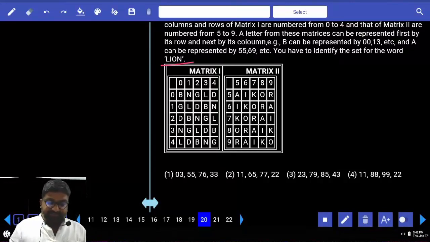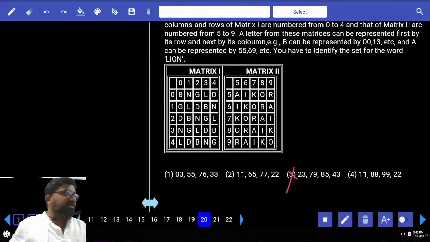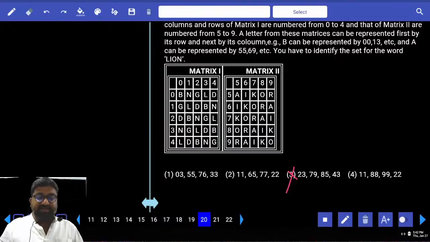Okay, now look at the first option. What is the first option? 0, 3. Row, column. 0 row, third column. 1, 1. Yes or no? 2, 3. Second row, third column. What is that? G. So 23, right or wrong? Wrong. 11 is right anyway. Now L in lion is done.